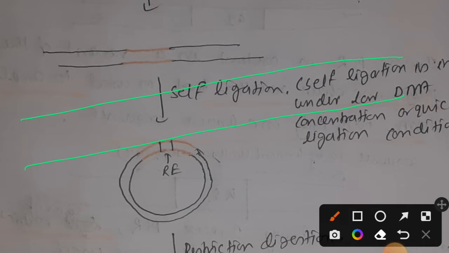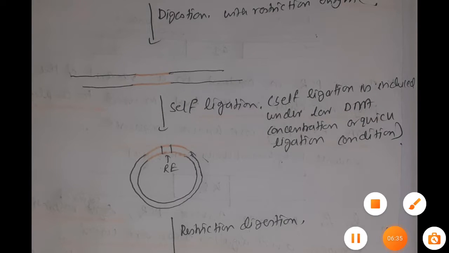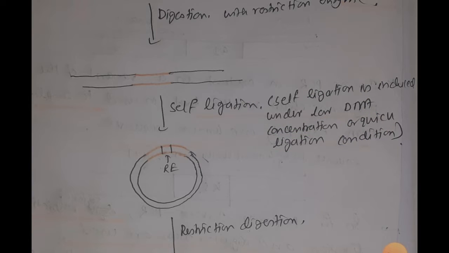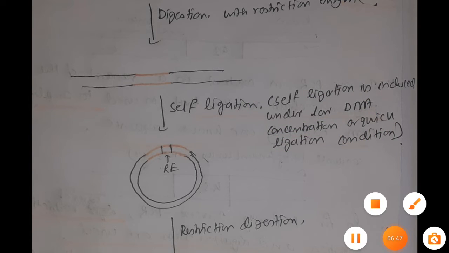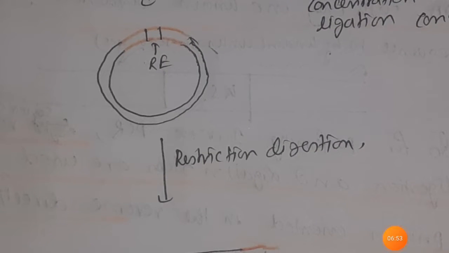So we should choose some condition that will promote self ligation, right? Self ligation can be promoted by using low DNA concentration. That is the very important thing, or the condition which is known as quick ligation condition. Remember, during the ligation step we will use a very low DNA concentration. Okay, so we have circularized it, right?